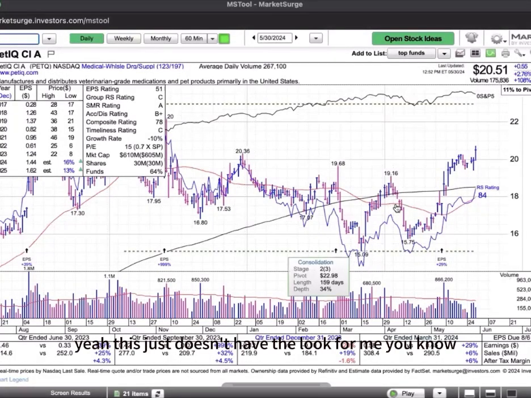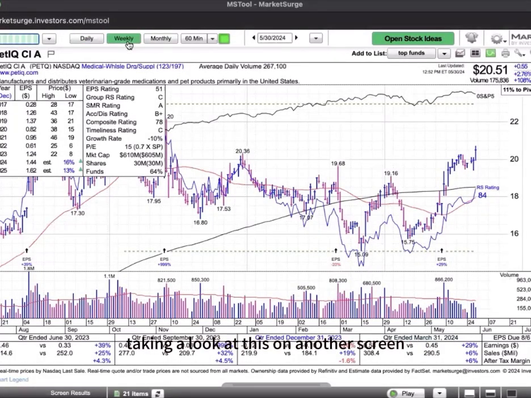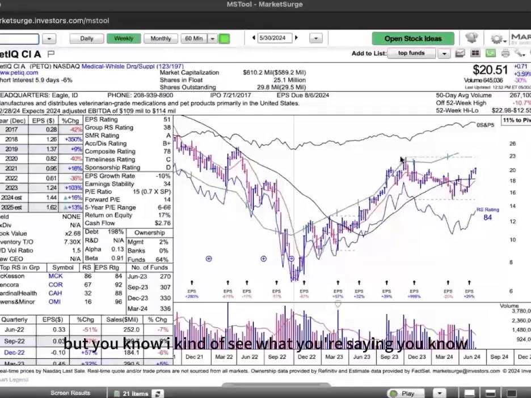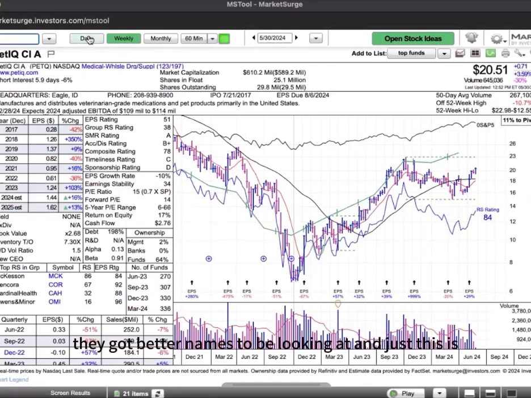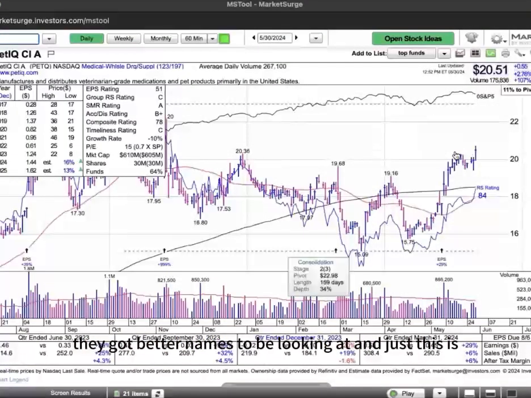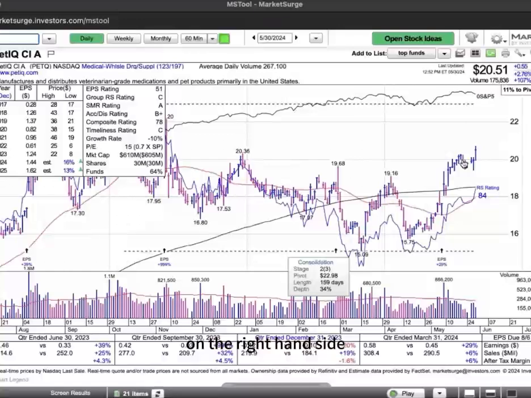Yeah, this just doesn't have the look for me. Taking a look at this on another screen, I kind of see what you're saying. Big base, 84 relative strength, especially in the drug area. I think there are better names to be looking at. And this is really short here on the right-hand side.